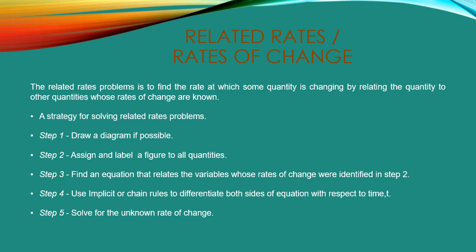So here is the strategy for solving related rates problems. Step 1, draw a diagram if possible. Step 2, assign variables and label the figure. Step 3, find an equation that relates the variables. Step 4, use implicit differentiation or the chain rule to differentiate the equation with respect to t, and then solve for the unknown rates of change.